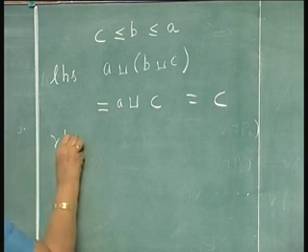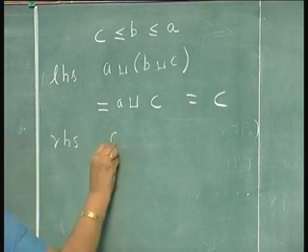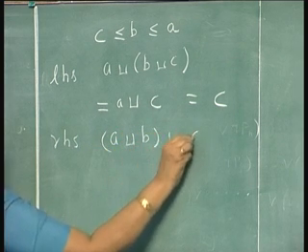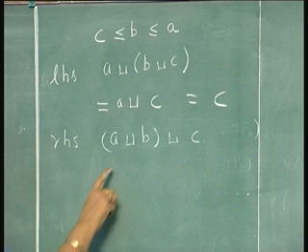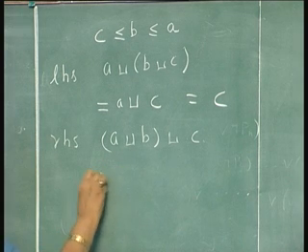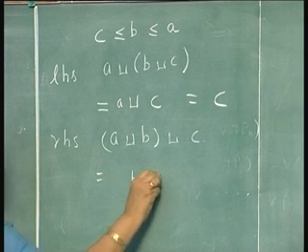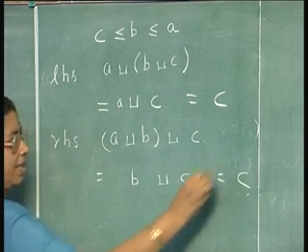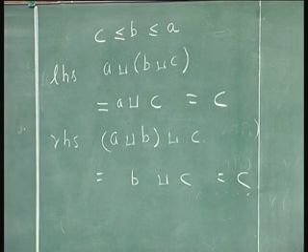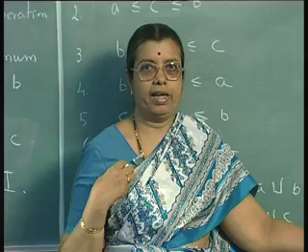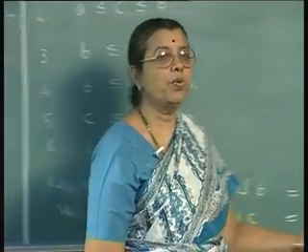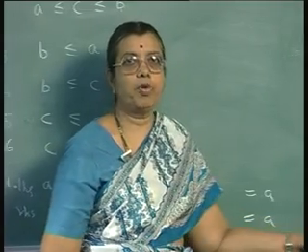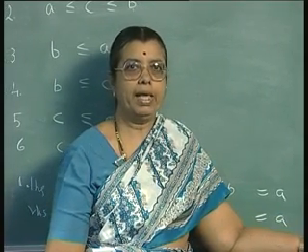And on the right hand side you have A min B min C. What is the minimum of A and B? That is B. Then what is the minimum of B and C? That is C. So, left hand side is equal to the right hand side. So, we have to prove for each one of the 6 cases, and this sort of a proof is called proof by cases.